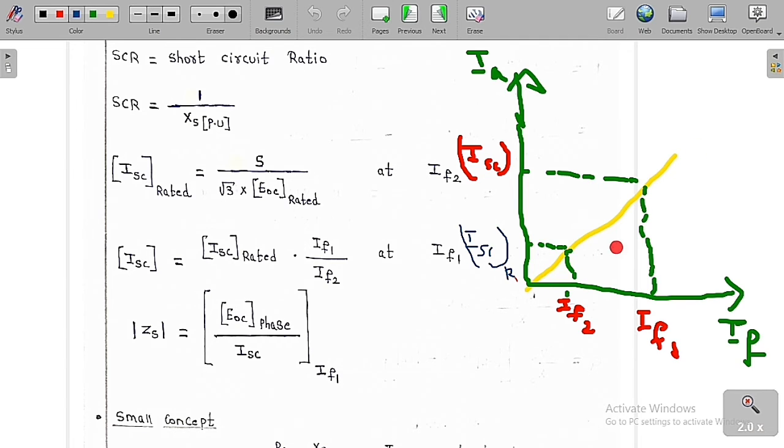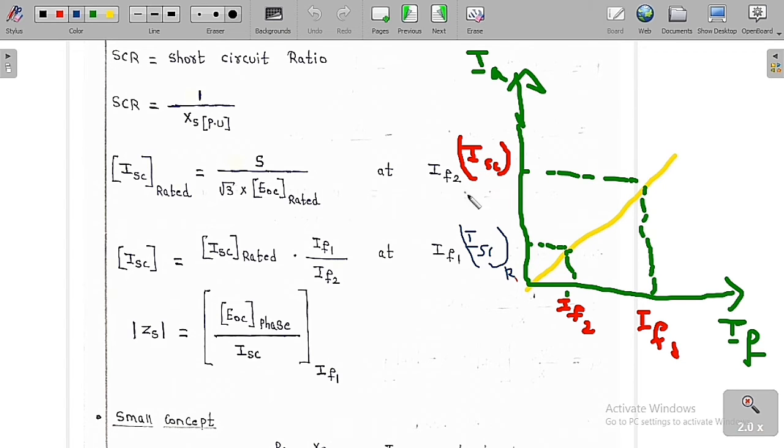I am going to get a straight line passing through origin all the time. This is the field current and this is the armature current. I have already told you that at IF2 you are going to get a rated armature short circuit current. This is ISCR, which means ISC rated. Now at field current IF1 we are going to get the open circuit rated voltage. Now what is the corresponding armature current? Let me assume this is ISC.